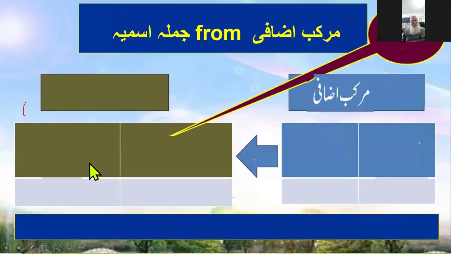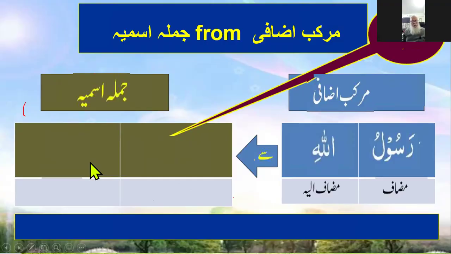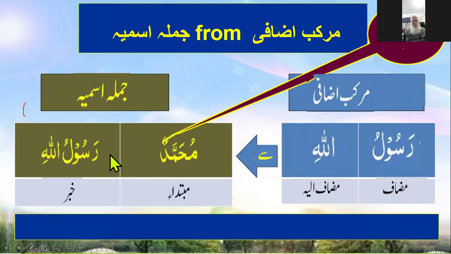Let's add something in the beginning. Rasulullahi is a murakkab idafi, mudaf, mudaf ilayh. We want to make a jumla. We bring a proper noun in front, Muhammadun, and we keep the same structure as a khabar. Muhammadun is the mubtada, Rasulullah is the khabar. So it becomes mubtada and khabar, jumla ismiya.